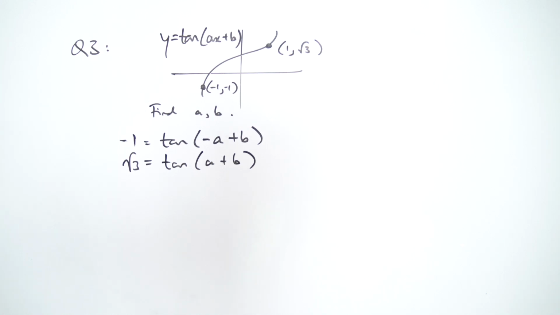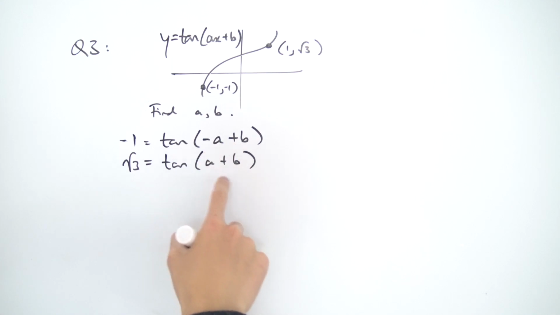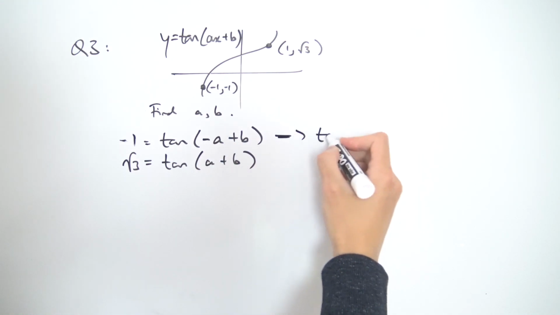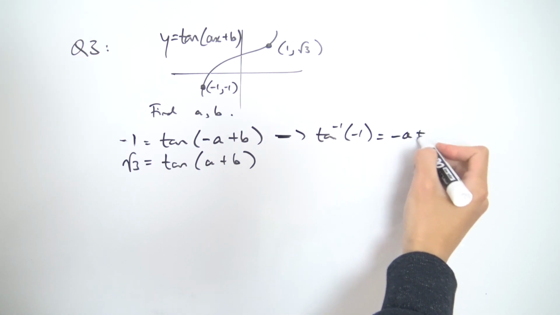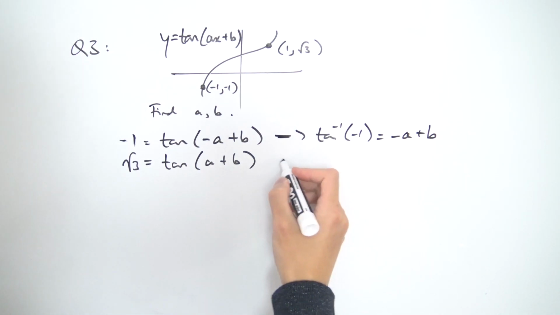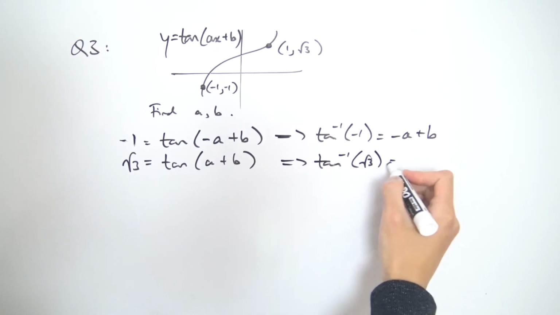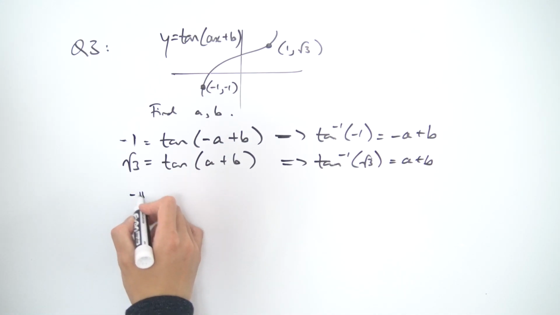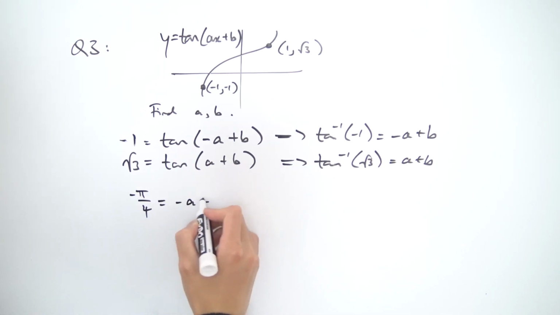And well, let's take inverse tangent on both sides, because ideally we want to isolate a and b. So if you take inverse tangent on both sides, you find that inverse tangent of -1 is equal to minus a plus b. And you get that inverse tangent of root 3 is equal to a plus b. And what's inverse tangent of -1? Well, it's minus pi on 4. And that's equal to minus a plus b.